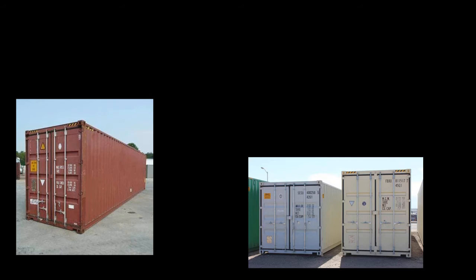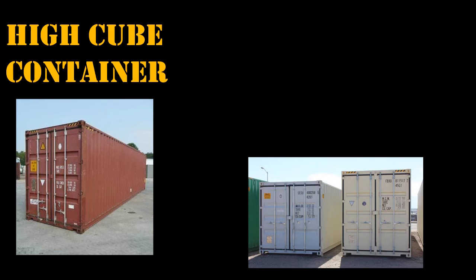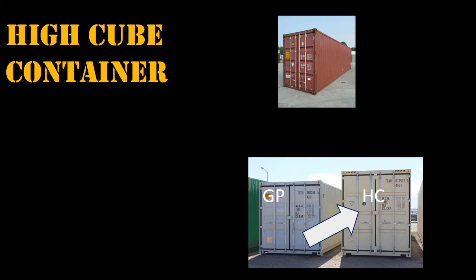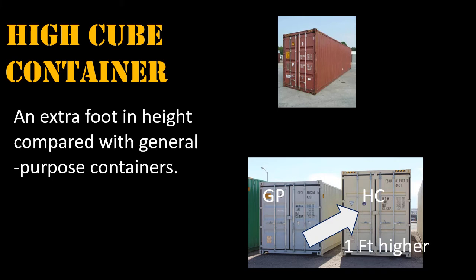The third type of container which we are going to look at is the high cube container. I call this container, the high cube container, HC. H representing high, C representing cube. The HC container is similar to any other GP container. The only difference between HC and GP is that the HC, the high cube, has one fixed extra 1 foot of height compared to the GP container. The high cube height is 9 feet, whereas the width and the length of the container remain the same as any other standard container.